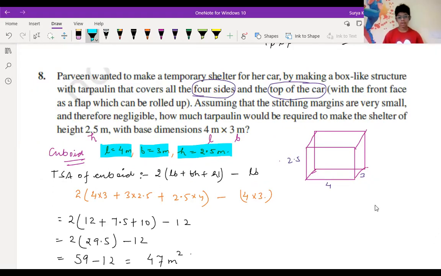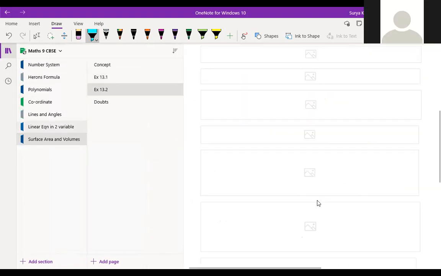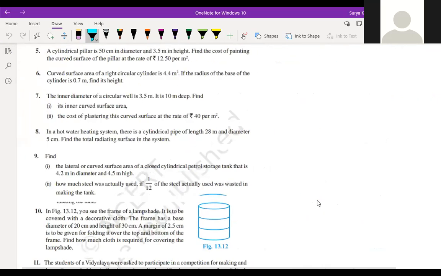Do you have any doubt, children? Anyone of you having doubt? No, sir. Okay, we are moving to the next exercise, 13.2. So now question number 1.